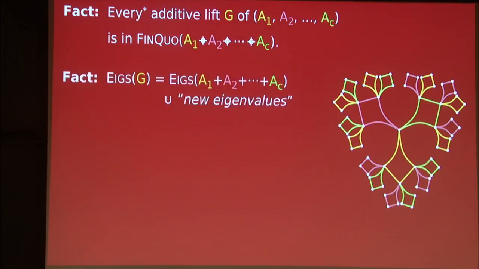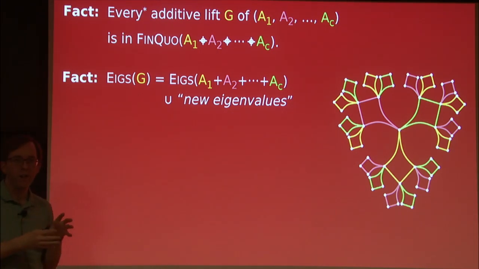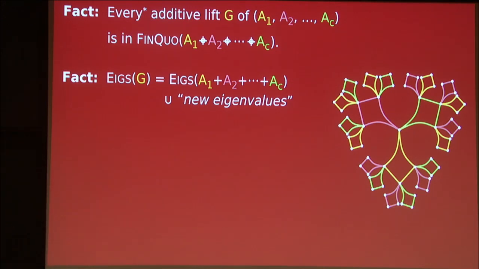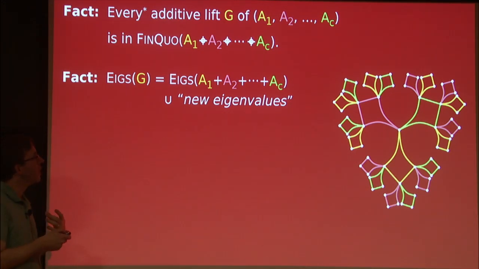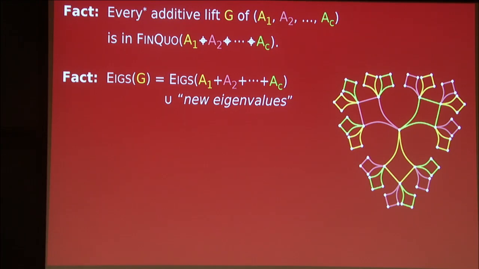Good. Okay, so time to talk about eigenvalues, right? I mean, the whole point was we were looking for, for a fixed infinite graph, infinitely many finite graphs that locally resemble it, that are quotients of it, but that have small second eigenvalue. Okay, so what's going on with these eigenvalues of an additive lift G of some atoms, A1 through AC? Well, like in the usual case, you always retain the eigenvalues of just the sum of these guys, the graph you get by stacking the atoms on top of each other, which is also the one-fold additive lift of them. Plus, you get some new eigenvalues. Okay, so you always start with some finite set of eigenvalues, but then as you lift bigger and bigger, you get new eigenvalues.